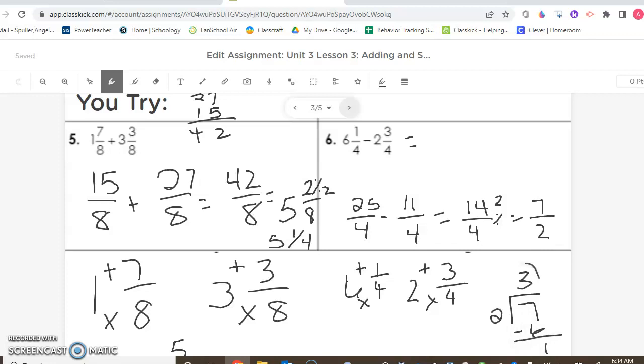So remember, the quotient becomes the big number. Denominator stays the same, and the remainder is the pieces. Great job.